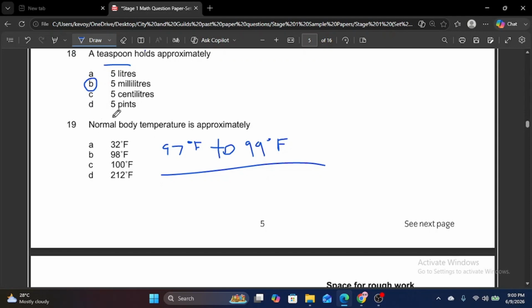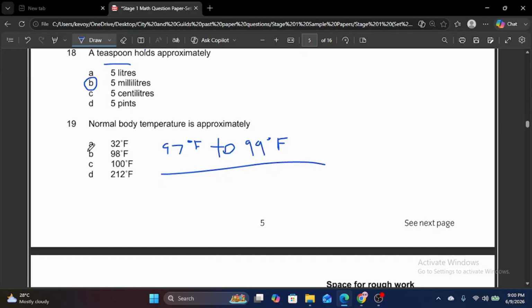So the answer for normal body temperature is approximately 98. It's never really, it shouldn't be at 100 degrees Fahrenheit. So it's between these two temperatures. So 98 is the correct answer right there.